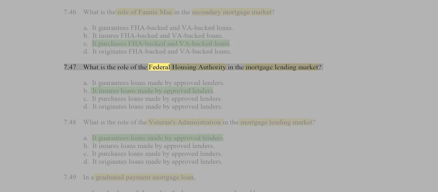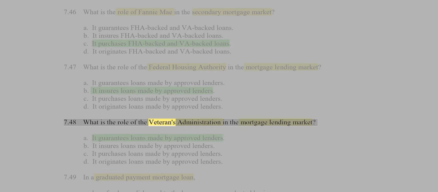7.47 What is the role of the Federal Housing Authority in the mortgage lending market? A. It guarantees loans made by approved lenders. B. It insures loans made by approved lenders. C. It purchases loans made by approved lenders. D. It originates loans made by approved lenders.